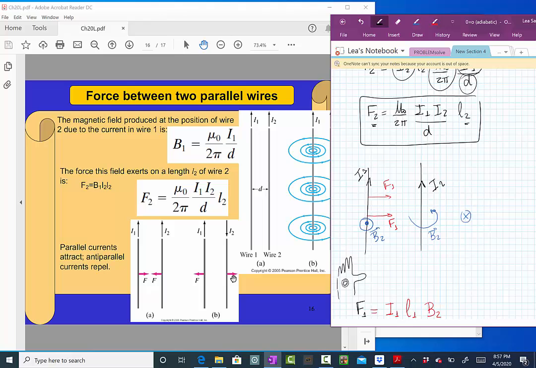So I'm going to end this video now because it's getting too long. In the next video, we are going to demonstrate to ourselves, convince ourselves, that when the two currents are opposite, the wires repel each other. So let's do this in the next video.